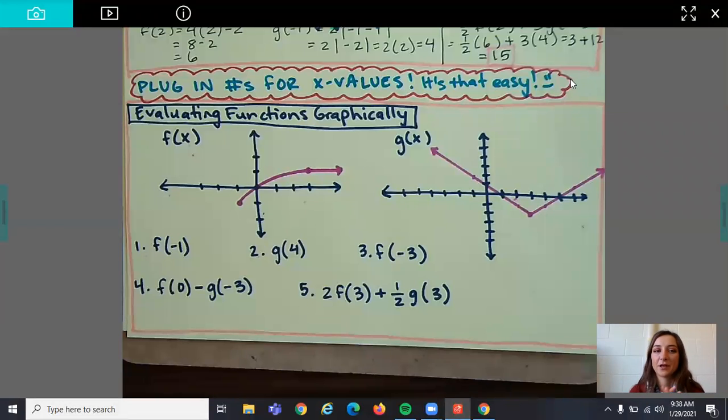Hello everyone, in this video we're going to be evaluating functions graphically, and if you did not like evaluating algebraically, I think you're really going to like graphically. It's very straightforward, and it actually does make sense in the context of the problem.